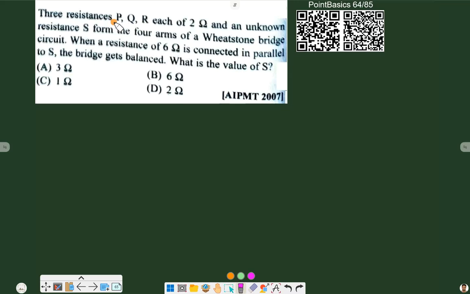So 3 resistances P, Q, R, each of 2 ohm, and an unknown resistance S, so actually these are 4 resistances, in the form of the 4th arm of a Wheatstone bridge circuit. When a resistance of 6 ohm is connected in parallel with S, the Wheatstone bridge gets balanced. What is the value of S?